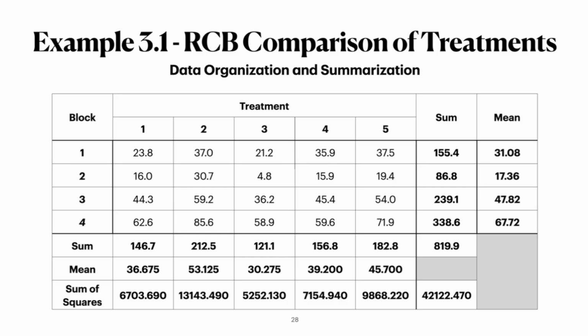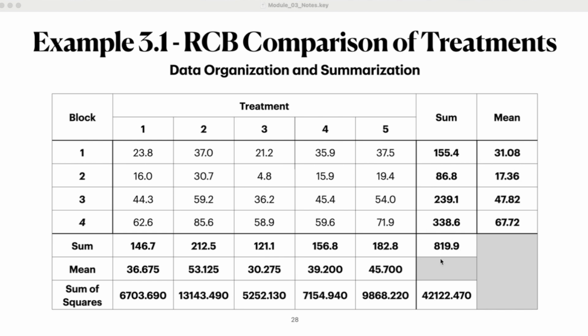So here are the data from the experiment, along with the appropriate summary statistics for performing an ANOVA in the context of a randomized complete block design. You can see here that we have the rows corresponding to blocks, columns corresponding to the 5 treatments. For each treatment, we have the sum of the treatments, the mean of the treatments, and the uncorrected sum of squares for each of the individual treatments. For each of the blocks, we have the block sum, the block mean.